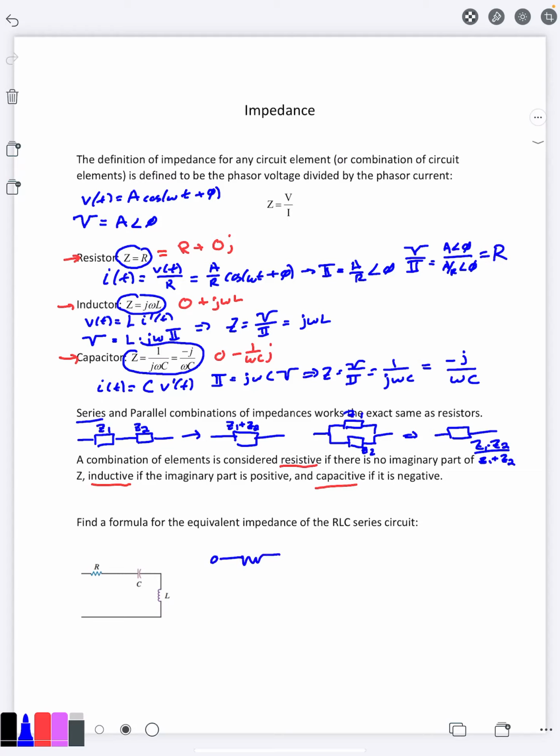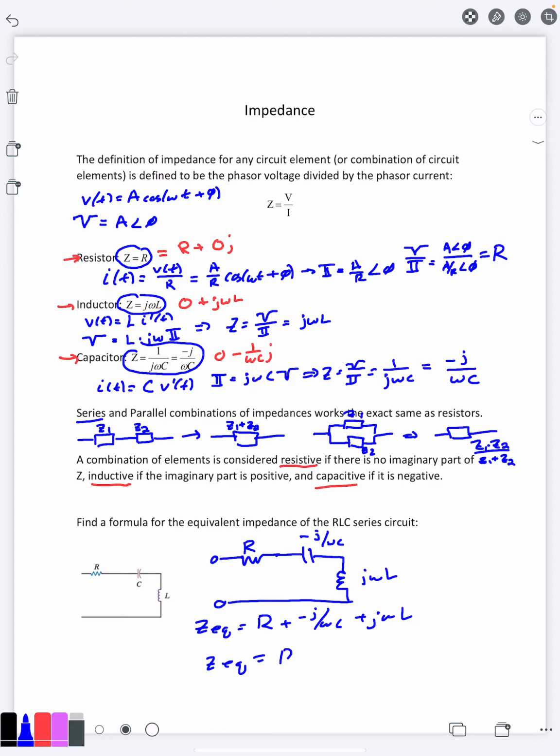So first things first, we're going to convert everything to an impedance. The impedance for a resistor is just R. Then we have a capacitor. The impedance for a capacitor is negative J over omega C. And then we have an inductor. And the impedance for an inductor is J omega L. Now since they are all in series, to find the equivalent impedance, we can just add them together. And we can just rewrite this here. My equivalent impedance is R plus, for my imaginary part, it's going to be omega L minus 1 over omega C.